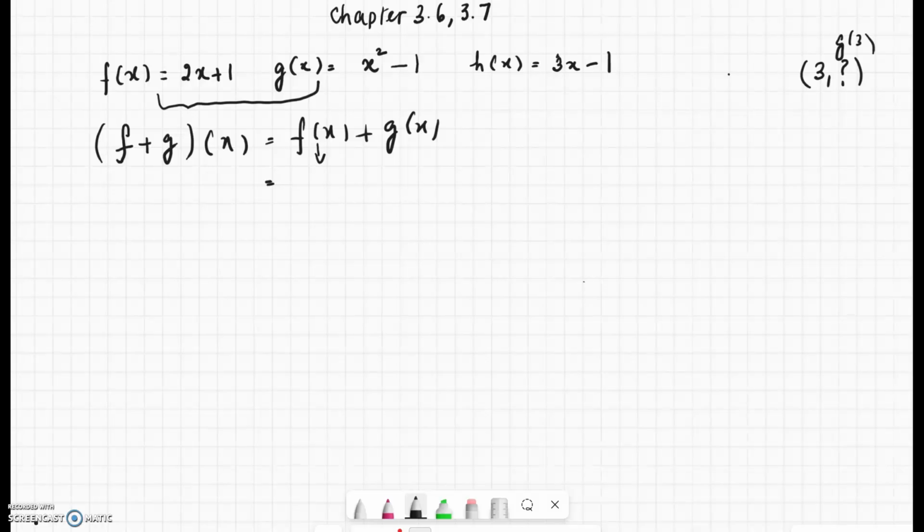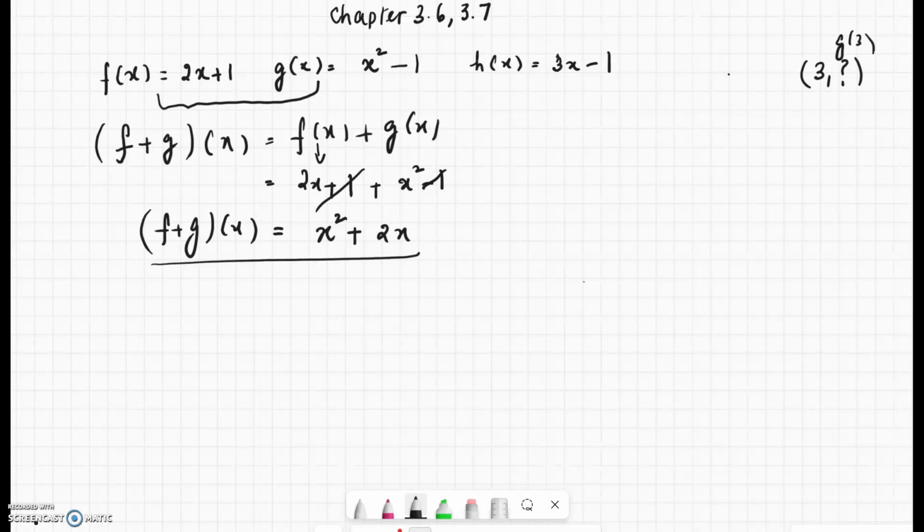f of x is given by the rule 2x plus 1, and g of x is given by the rule x squared minus 1. So when I combine the two, this is equal to x squared plus 2x. So f plus g of x is equal to x squared plus 2x. So when I add the two functions, this is what I get.